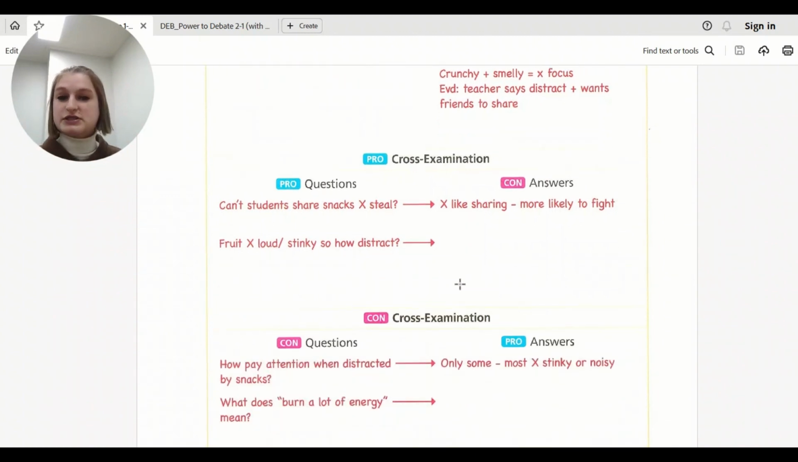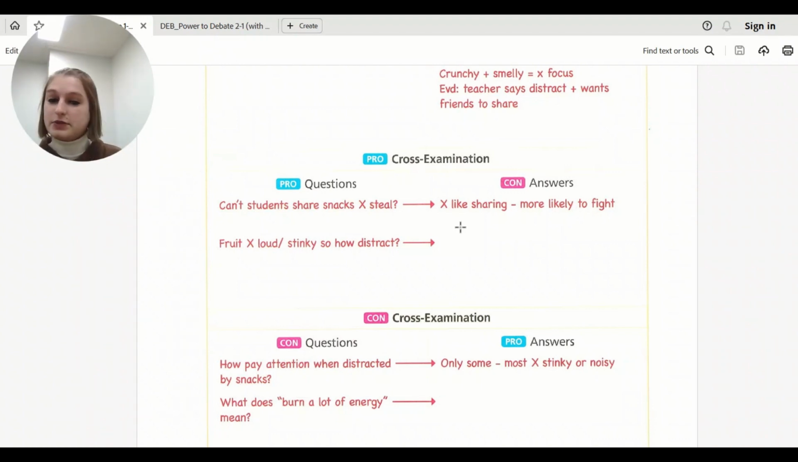So we can see that we start with the pro side. They are asking questions to the con side, like if students share snacks, there's no stealing, and they're asking a question about that. Or if fruit's not loud or stinky, how is that distracting? So they're asking them, why are you thinking like that? Why are you saying stuff like that?